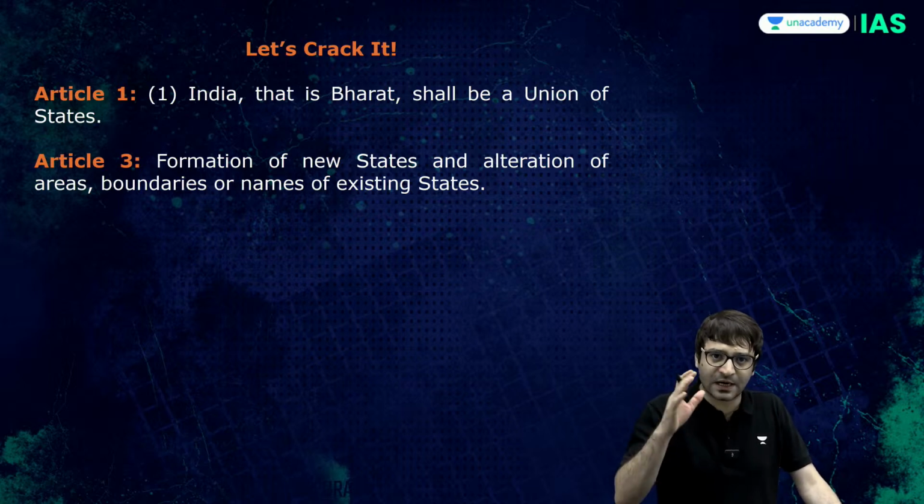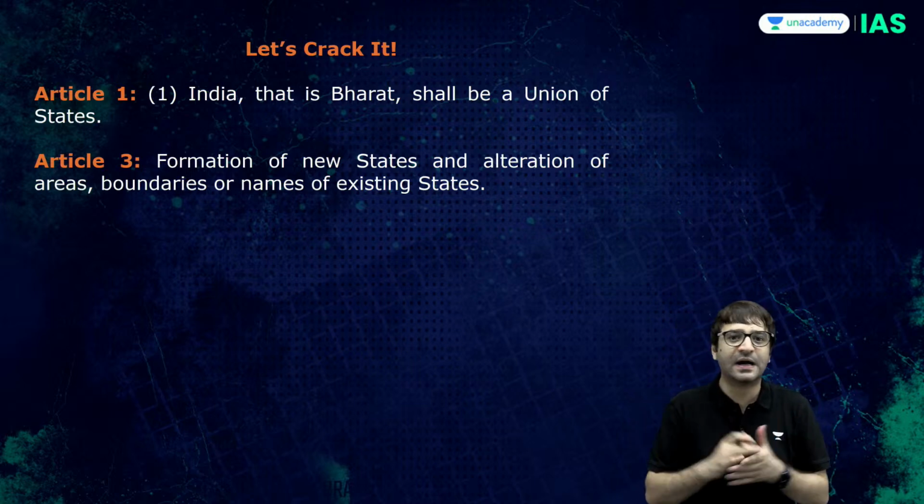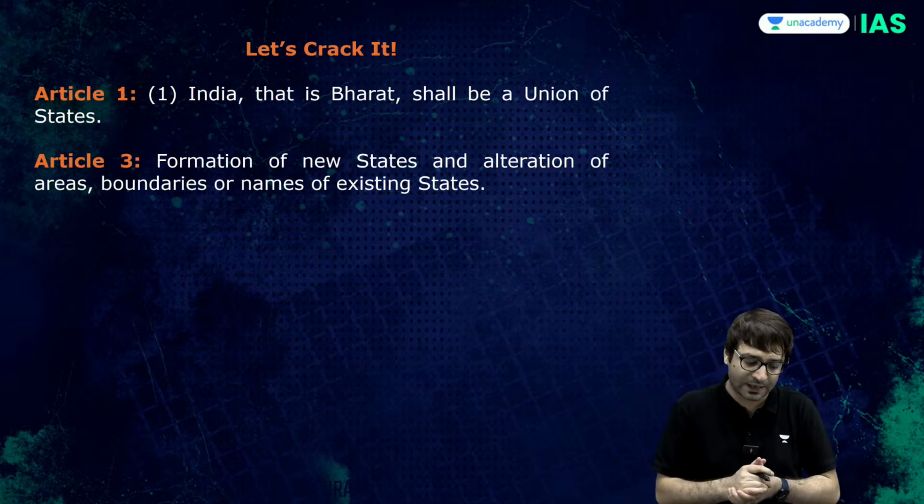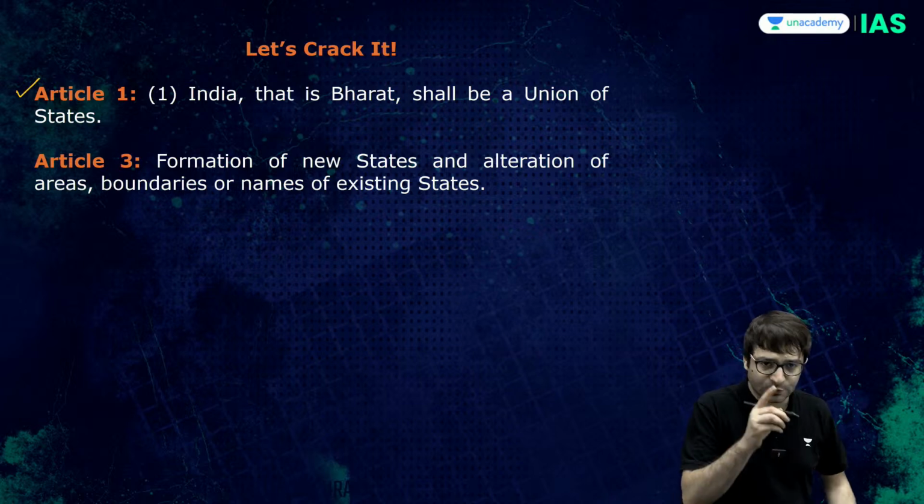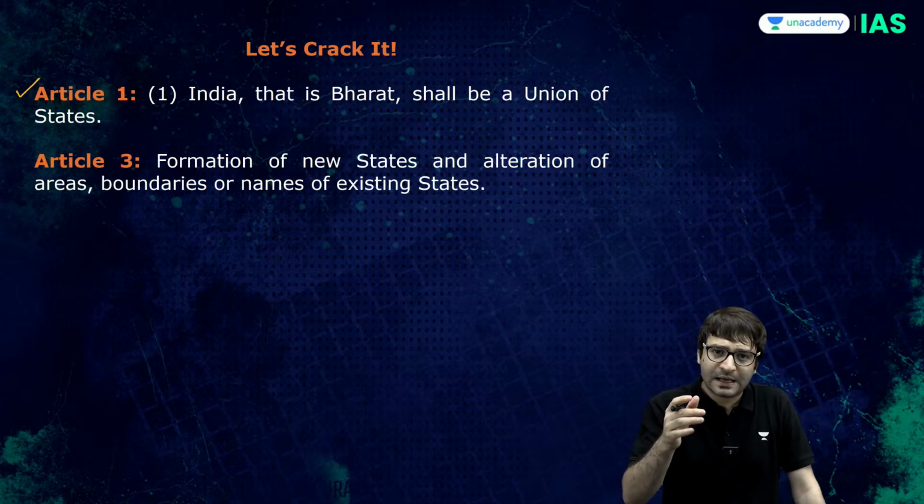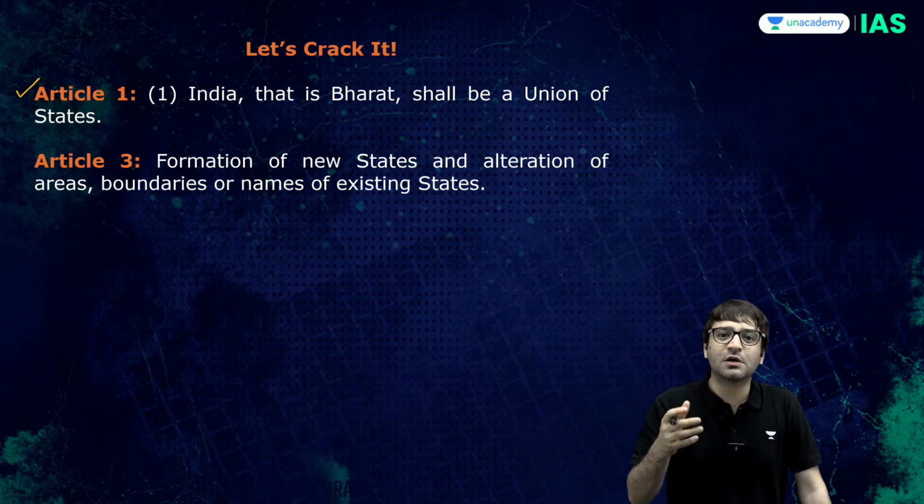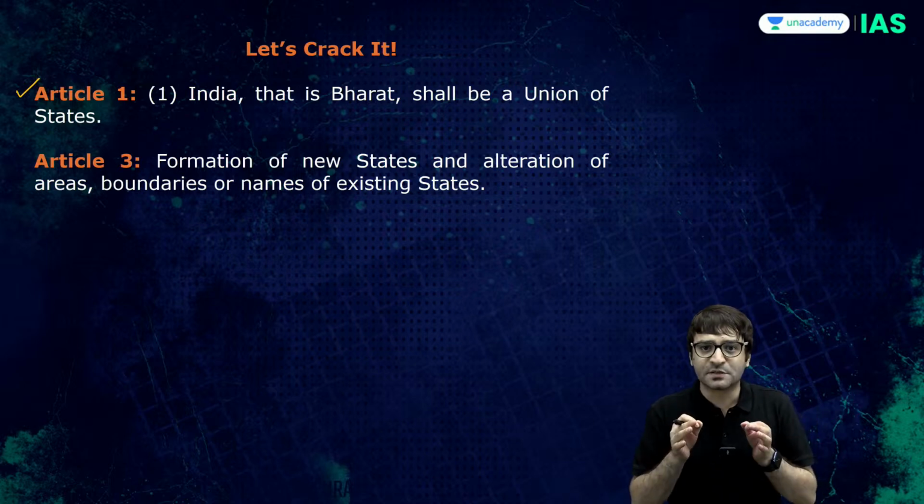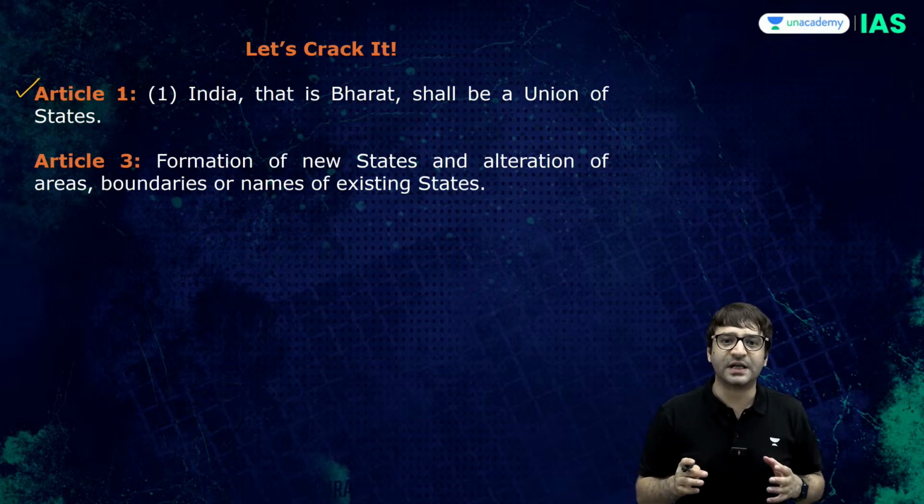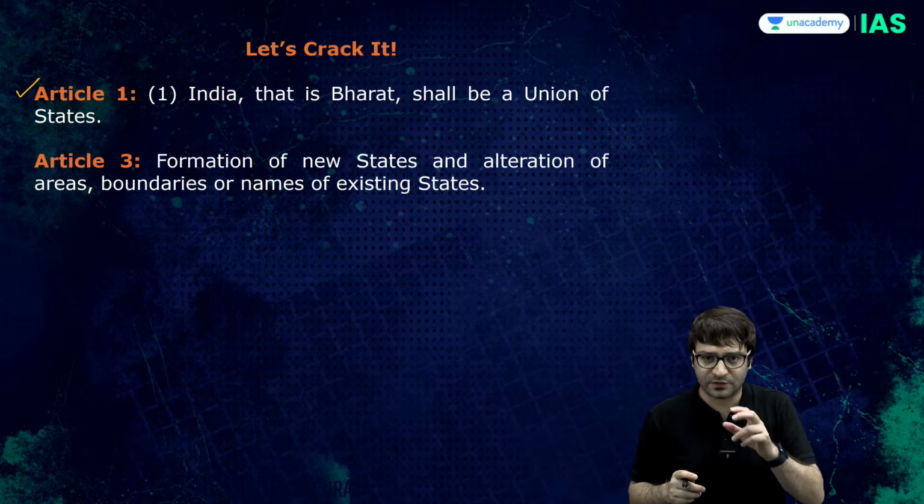Let's crack it and start with the topic. Let's revise all the important articles one by one. Article 1, and listen to me carefully. Article 1 has 3 clauses. Article 1, clause 1 says, India, that is Bharat, shall be a union of states. That means we have 2 names for this country, dual name, India and Bharat.